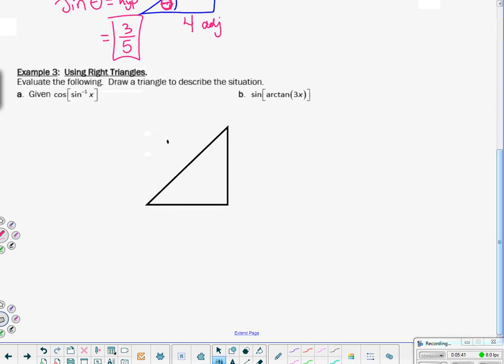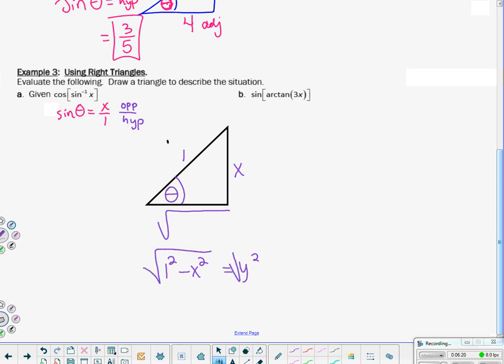For 3a, we're doing cosine of sine inverse. Once again, I'm going to have sine of some angle equals x over 1, and that's going to represent opposite and the hypotenuse side. So let's mark our theta angle and then put into place opposite side is x, hypotenuse is 1, and then doing the Pythagorean theorem, it would say hypotenuse squared minus a leg squared would equal my other leg squared.